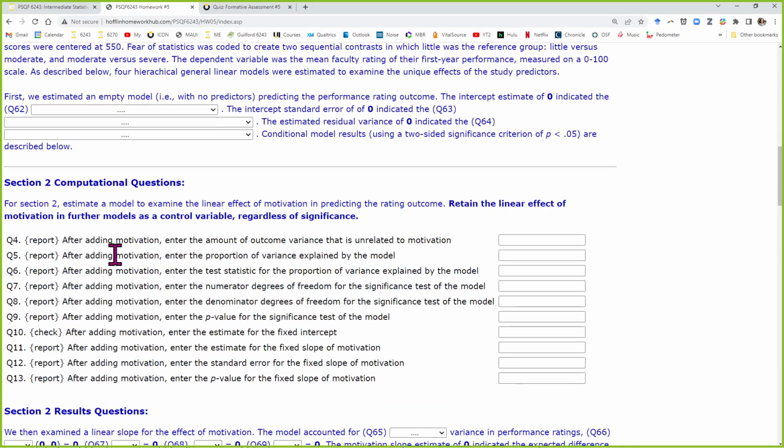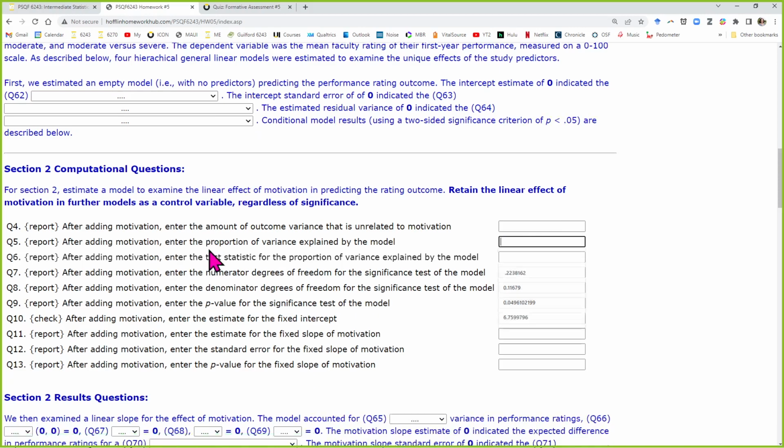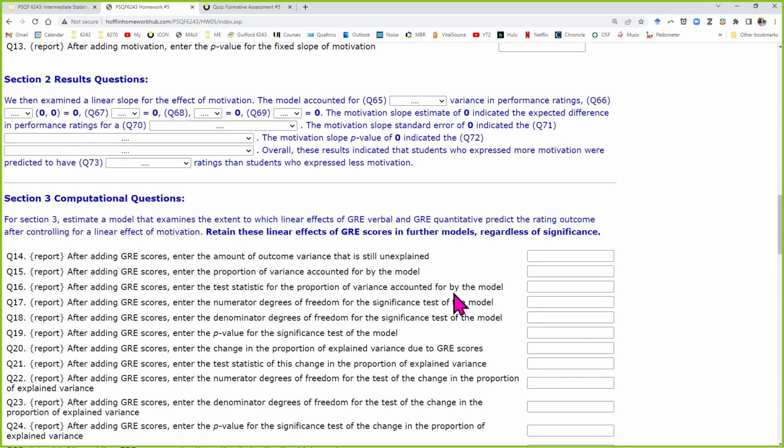So for instance, on section 2, enter the proportion of variance explained by the model. It wants an R-square. And then in section 3, enter the proportion of variance accounted by the model. And then the next one, enter the change in the proportion of variance. So the difference between what you had in section 2 and section 3, that's the change. By how much did the R-square increase after you added these new predictors?